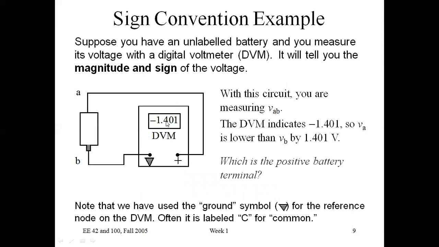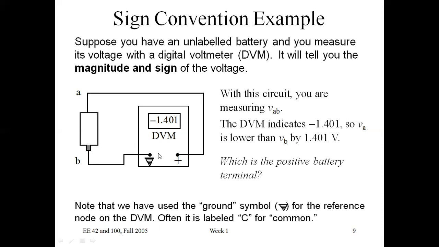So with this circuit, you are measuring VAB, that is the voltage across points A and B. The DVM indicates minus 1.401. So the reading is negative, which means VA is lower than VB by 1.401 volts. So which is the positive battery terminal then?